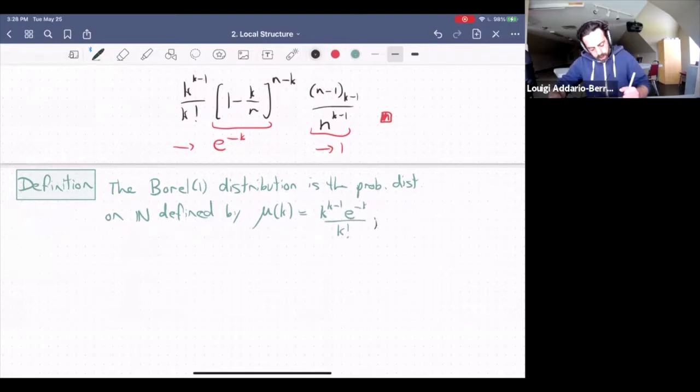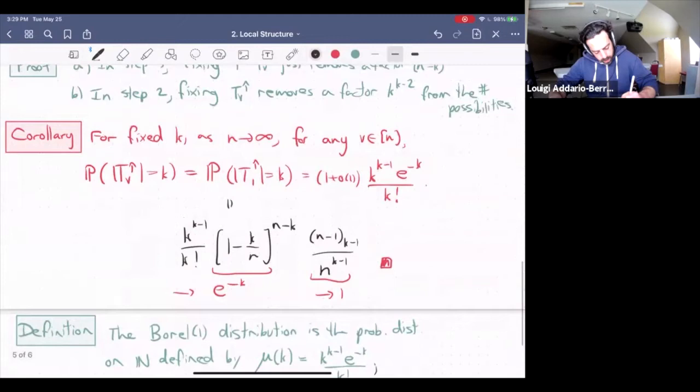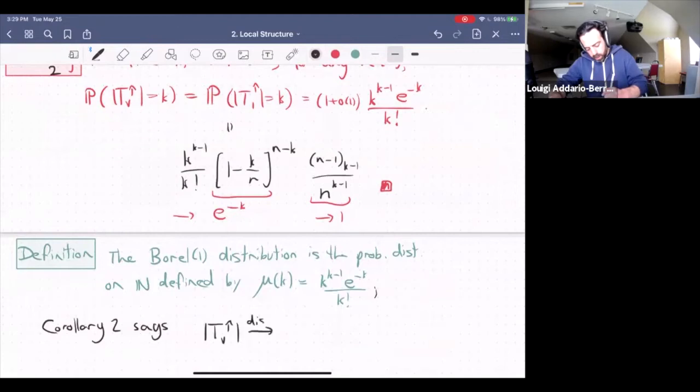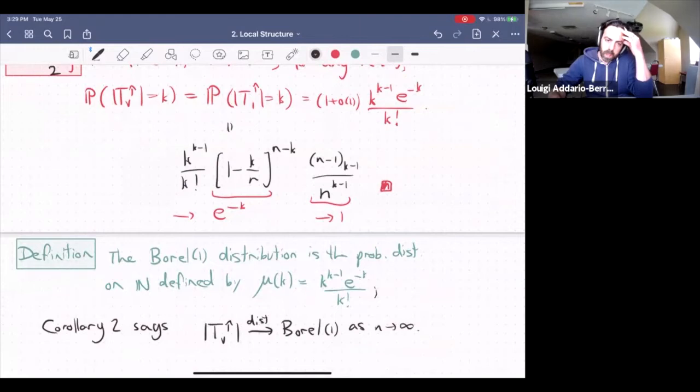Okay, and then in this language, the second corollary, let me give that a 2 here. So this corollary 2 says that the size of this subtree rooted at a random node converges in distribution to a Borel-1 random variable as n tends to infinity. Okay, and now there's something that I'm glossing a tiny bit here, and I'll continue to gloss it for a while.